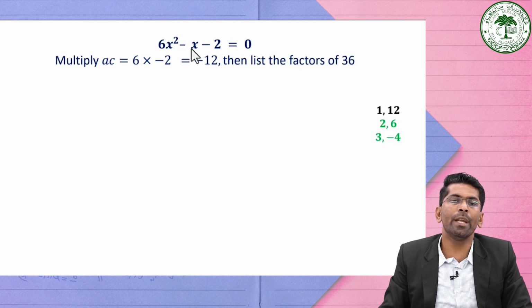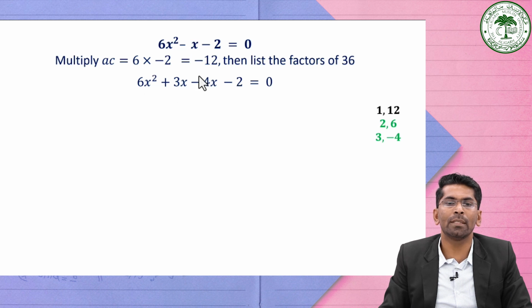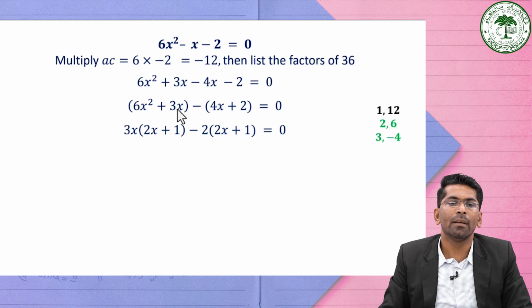So here I am going to replace minus x in terms of 3 and minus 4. So here it is 6x square plus, instead of minus x, 3x minus 4x minus 2 is equal to 0. Now after that we are grouping here: 6x square plus 3x minus 4x plus 2. Minus is considered here, so it is a plus sign here. Then what is common here? 3x is common here, so I am taking 3x outside. So then what is remaining here?